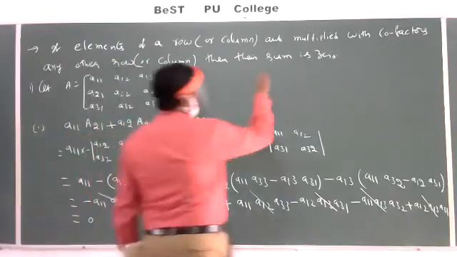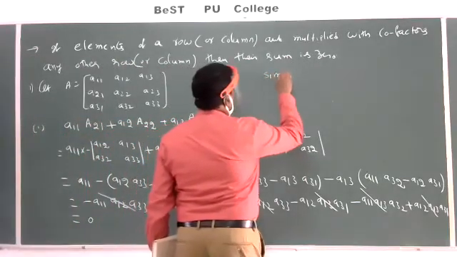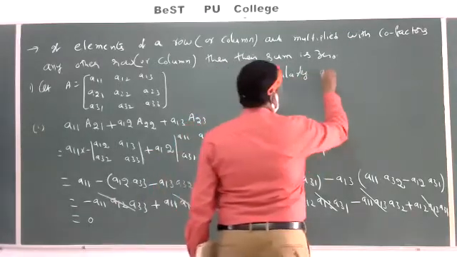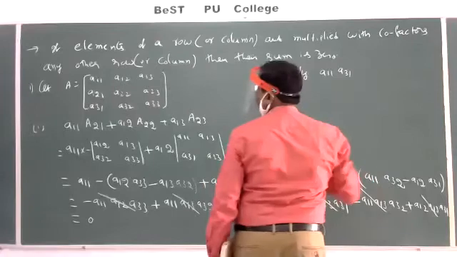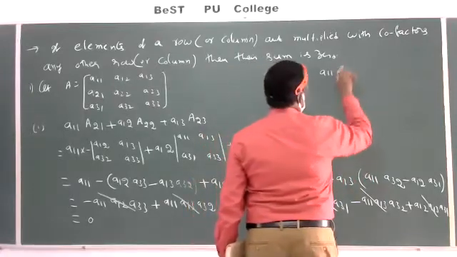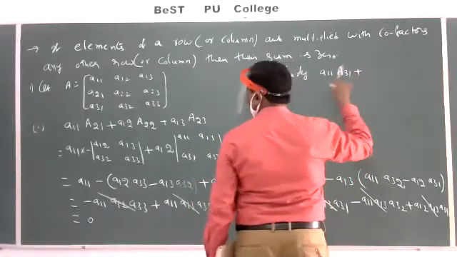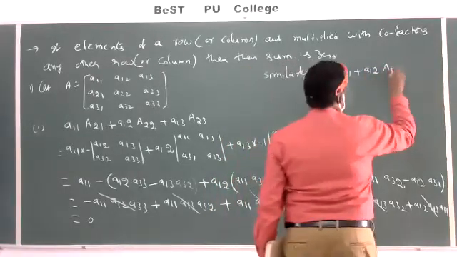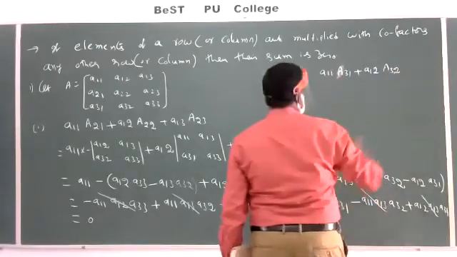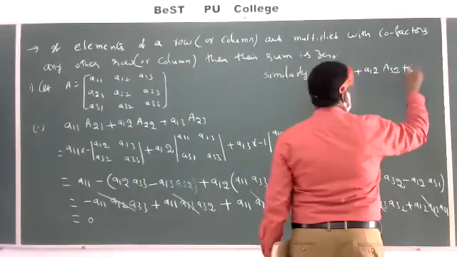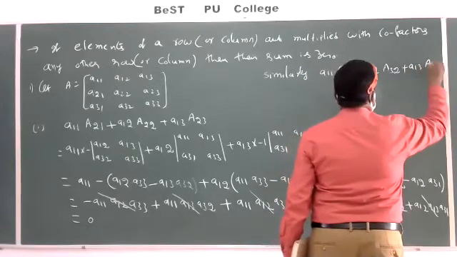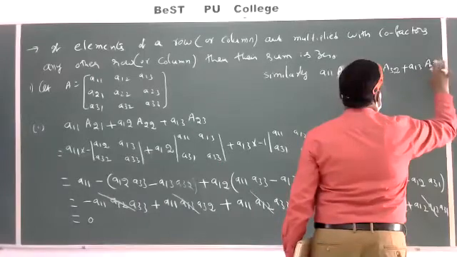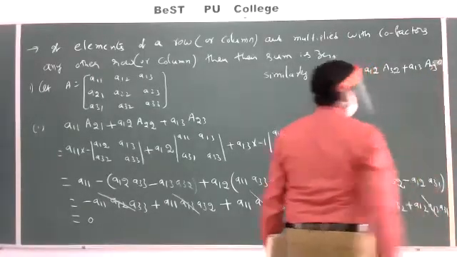Similarly, we can write here a11 capital A31, plus a12 capital A32, plus a13 capital A33. This value is also 0.